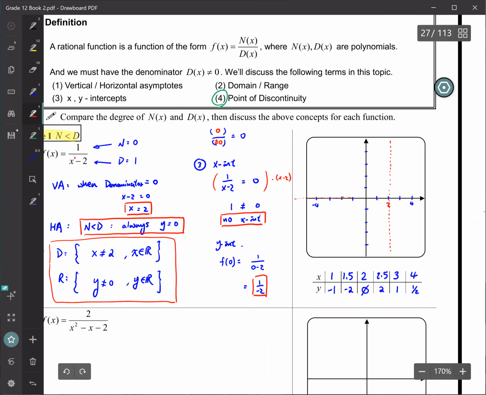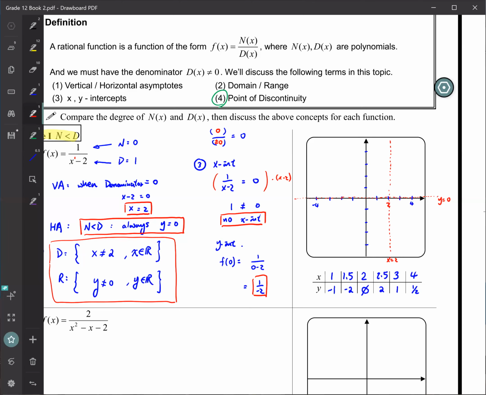So use a different color so you can see better, right? It's on top of the axis. So you have x equal to 2 here and y equal to 0. Those are the places that you cannot have points. Now let's plot the points.